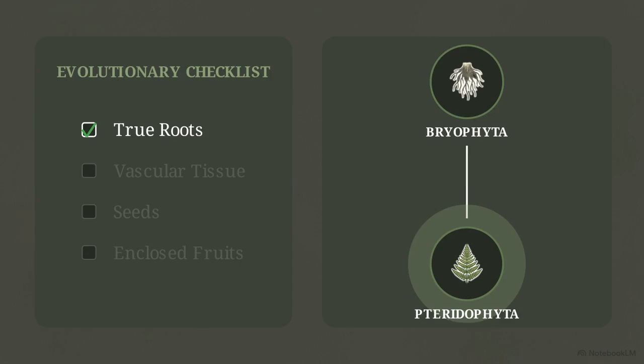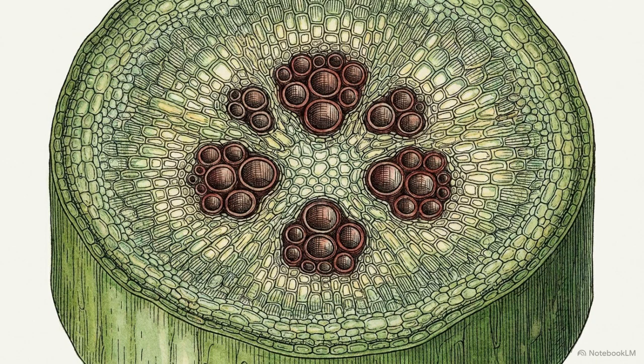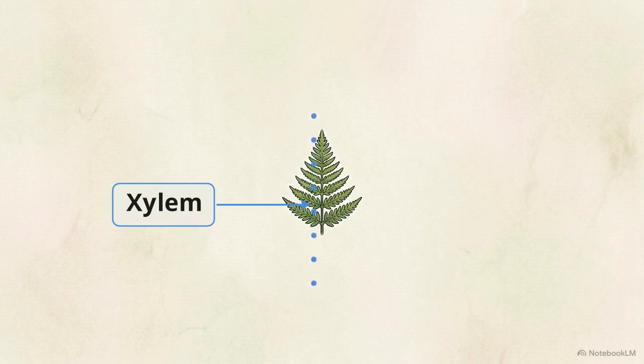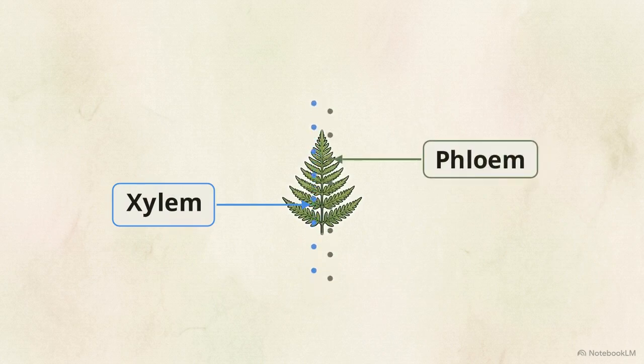The arrival of the division Pteridophyta, the ferns, introduces a major structural upgrade. For the first time, plants develop true roots and vascular tissue. This internal plumbing network acts as an intricate circulation system, finally allowing plants to transport resources over long distances vertically. The system relies on 2 distinct transport lines: xylem, which pulls water up from the roots, and phloem, which distributes the food created in the leaves down through the rest of the plant.